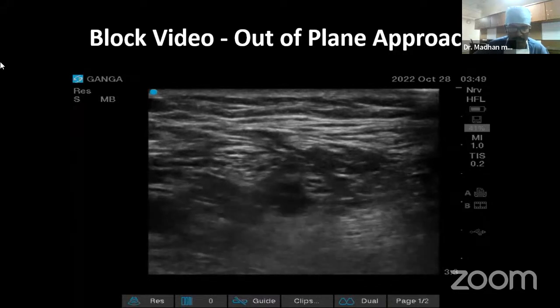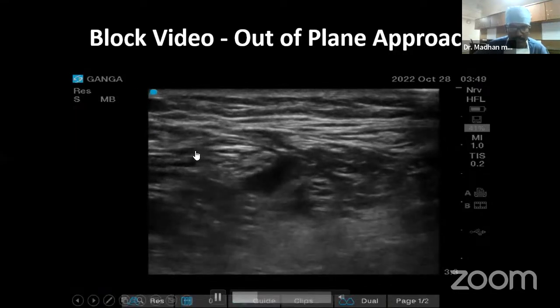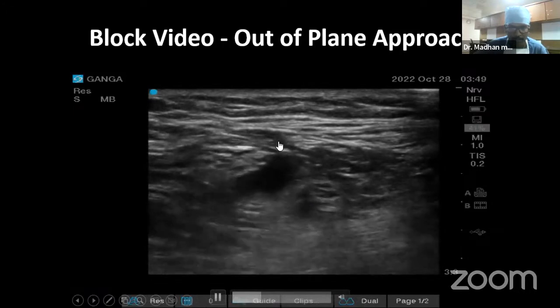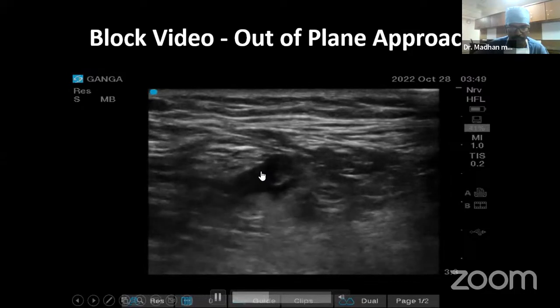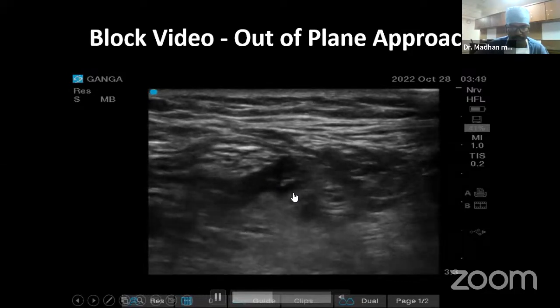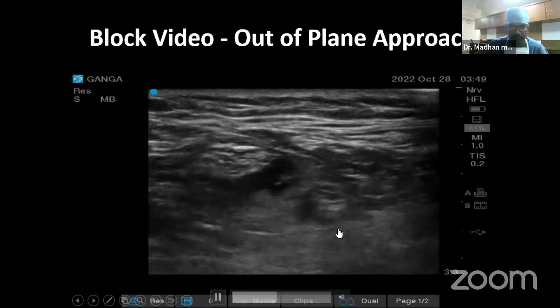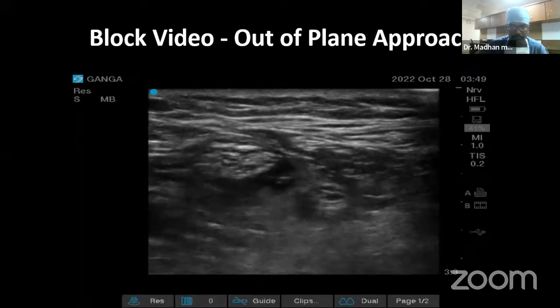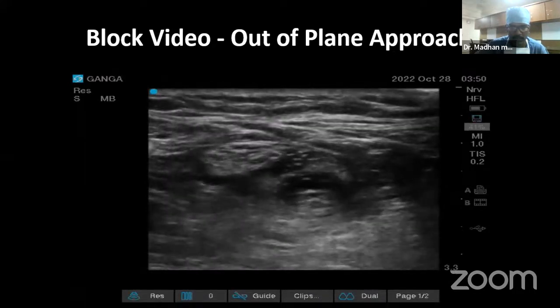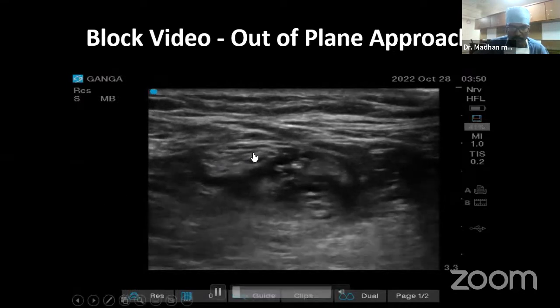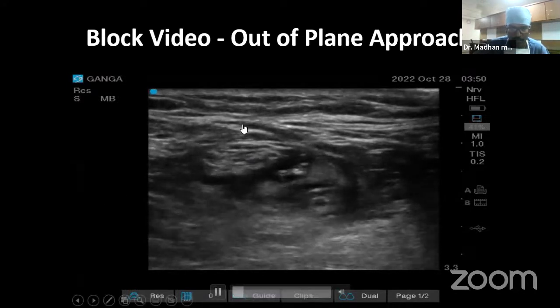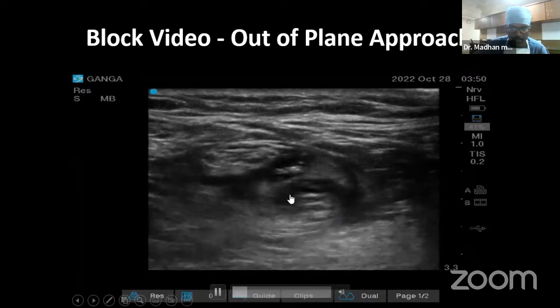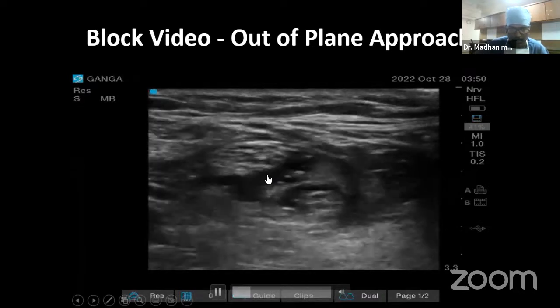So here the orientation marker is kept medially. So this is your tibial nerve and this is a common peroneal nerve. You can see the drug spread. You can see now both the tibial and common peroneal component is entirely surrounded by the local anesthetic. This is called the donut sign.